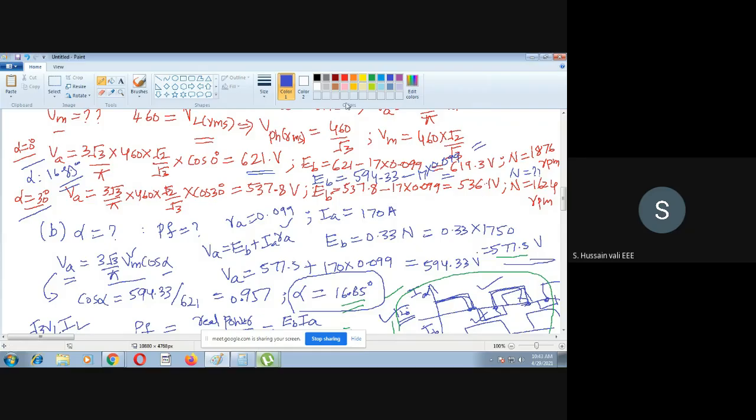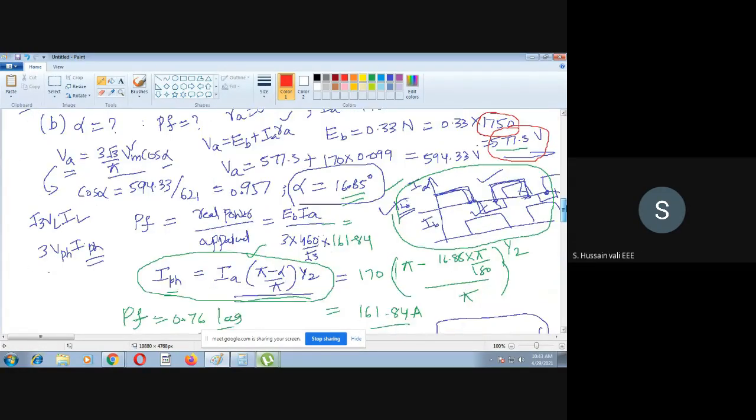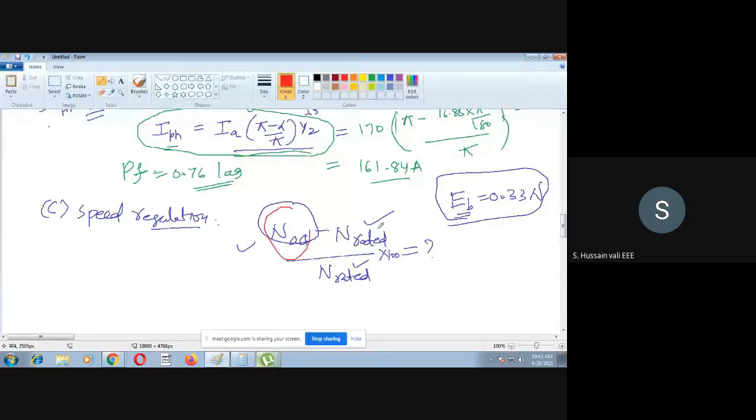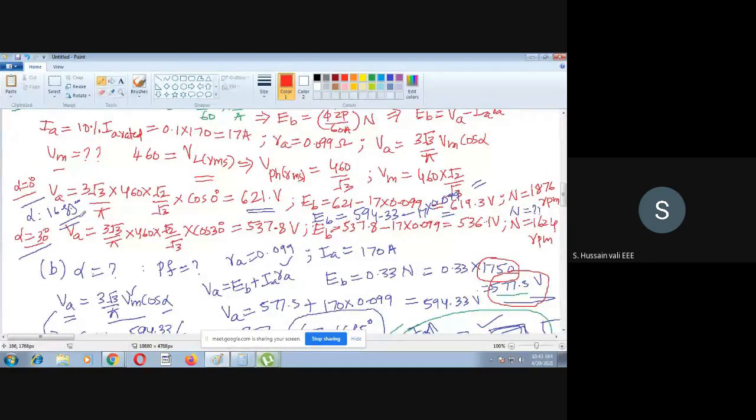You just see this now. Somewhere in part B we already got this. You check yourself. If you get 577.5, at which speed did you get this 577.5? You got it at 1750, rated speed. It means the actual speed is also rated speed and this is also rated speed. Then what is the regulation you will get in that case? Zero. So we have to solve like in the first problem.